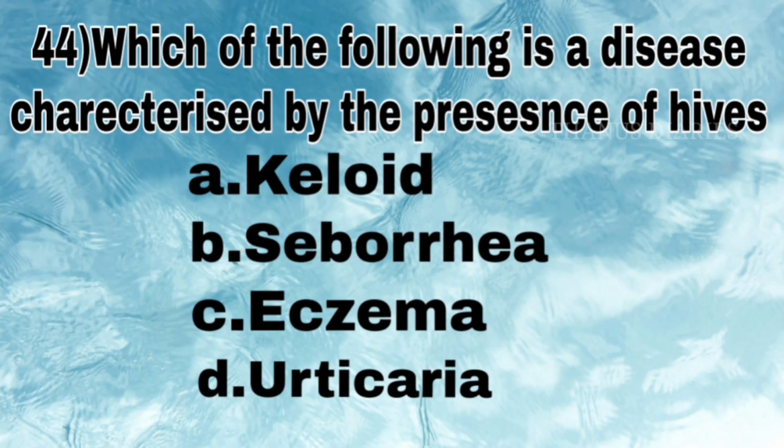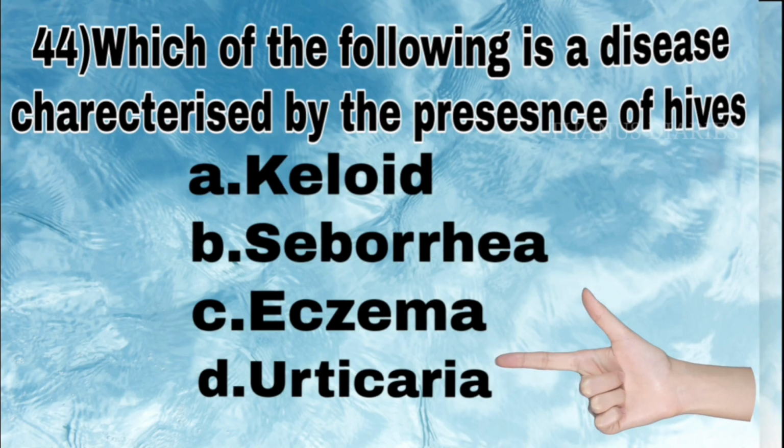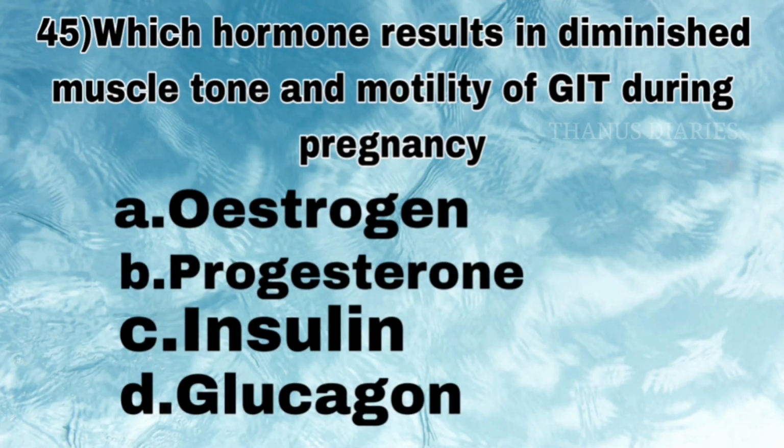Which of the following is a disease characterized by the presence of hives? Keloid, seborrhea, eczema, urticaria. The answer is urticaria. Which hormone results in diminished muscle tone and motility of GIT during pregnancy? Estrogen, progesterone, insulin, glucagon. The answer is progesterone.